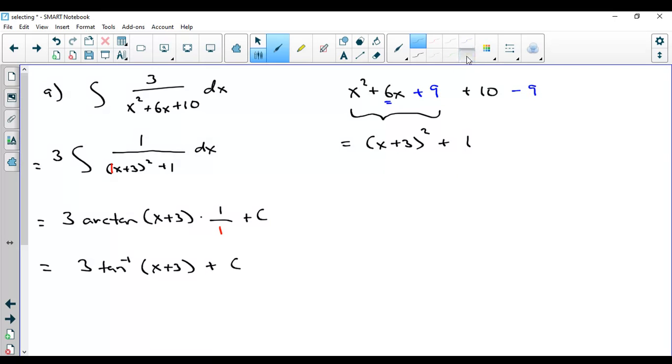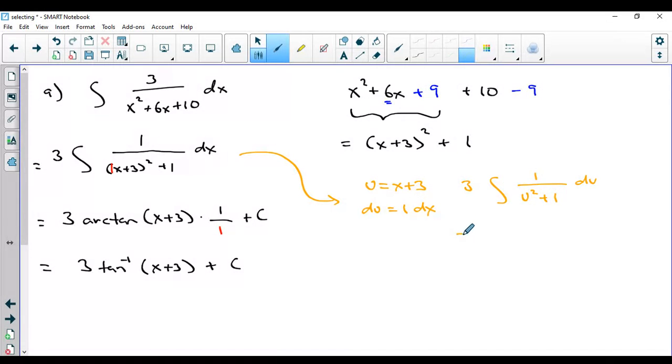Remember, there are two little things that we're doing here. Right here, I did a linear u substitution. If you want, maybe for notetaking, just to show it: I said, let u equal x plus 3. So du is going to be 1 dx. Now this integral can be written as 3 integral of 1 over u squared plus 1, with the du over there.